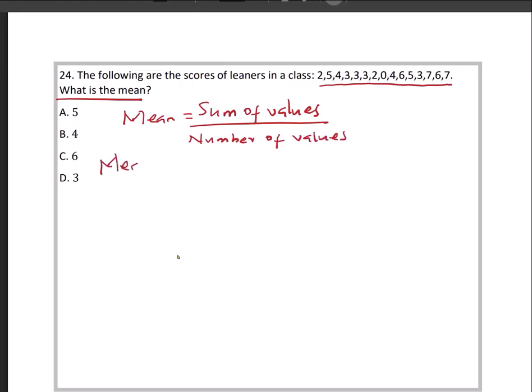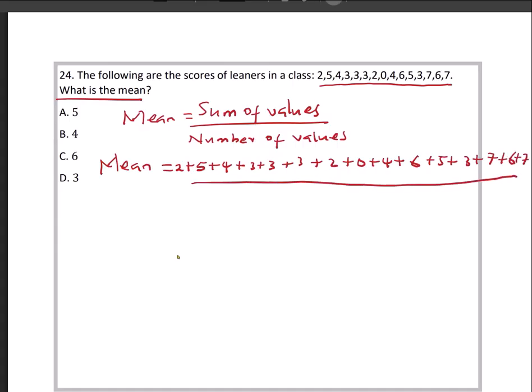Therefore mean now becomes, let's add these numbers together. 2 plus 5 plus 4 plus 3 plus 3 plus 3 plus 2 plus 0 plus 4 plus 6 plus 5 plus 3 plus 7 plus 6 plus 7. Okay, all over, how many are they? 1, 2, 3, 4, 5, 6, 7, 8, 9, 10, 11, 12, 13, 14, 15. They are 15, all over 15. So that's just it. Let's start adding.